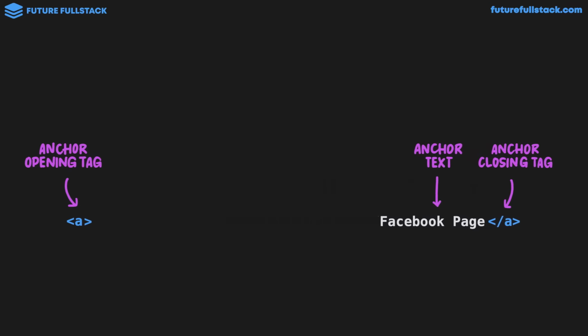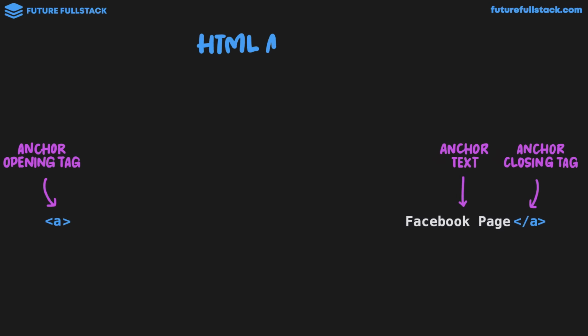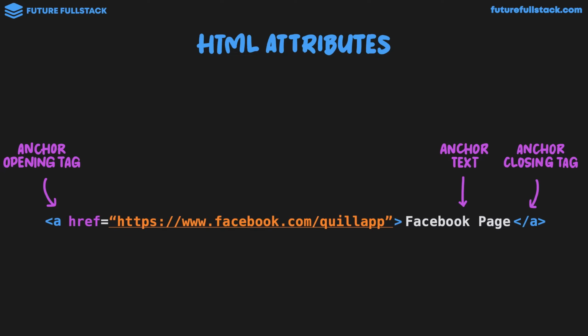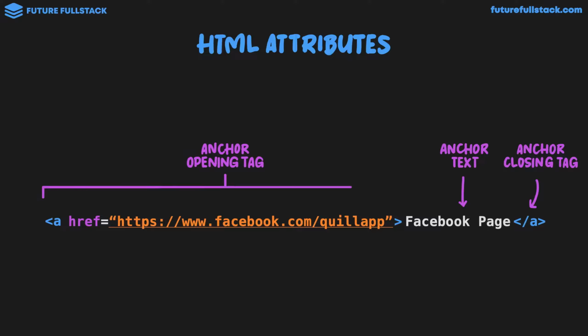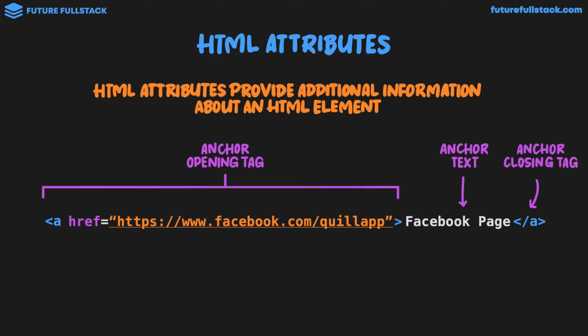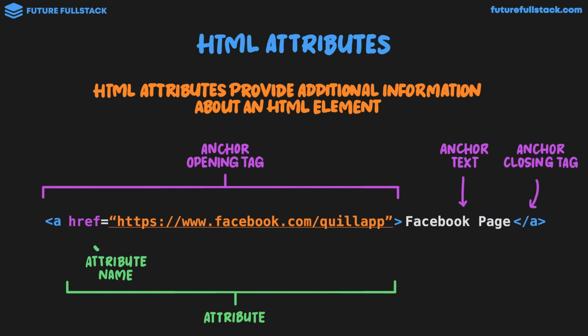To understand that, we need to introduce a very important concept called HTML attributes. We briefly touched on this in the HTML document structure video, where the boilerplate HTML code uses attributes. Here is an example of an HTML attribute. href equals facebook.com/quillapp. The HTML attribute lives inside the opening tag, and HTML attributes provide additional information about an HTML element. The attribute is made up of an attribute name, as well as an attribute value, which for the case of a URL is wrapped in quotation marks, and you can either use single or double quotes.